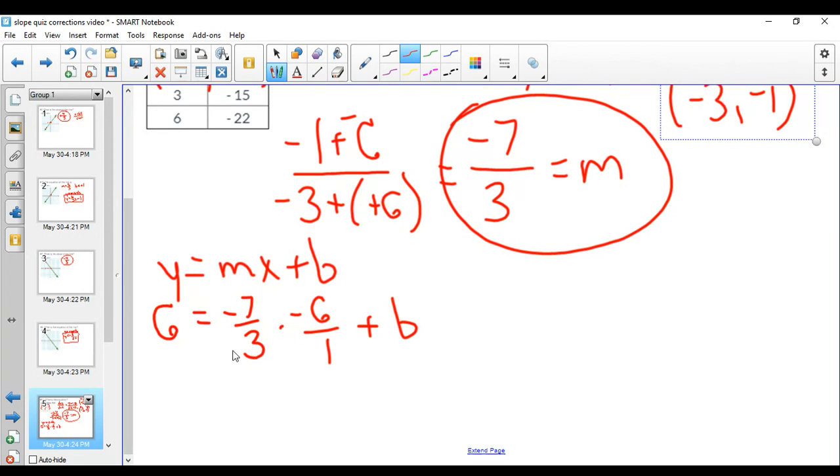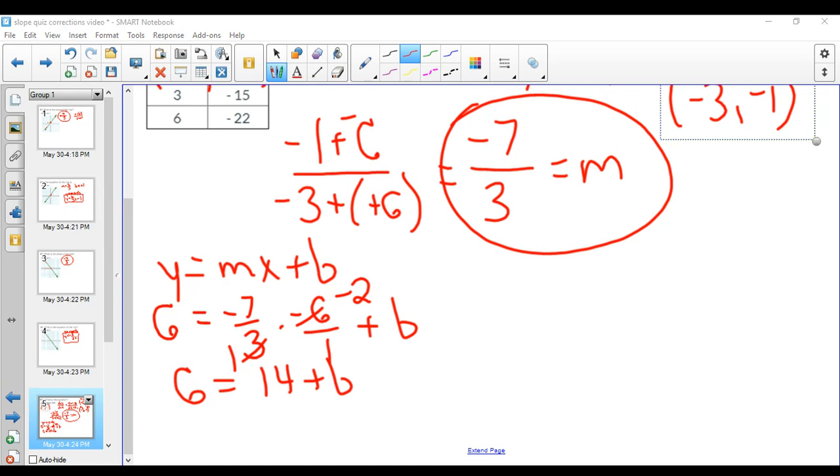So now let's go ahead and solve this right here. I see some cross reducing that I could do. I can change the 3 to a 1 and the -6 to a -2. So when I multiply here, -7 times -2 gives me +14/1 would be the denominator. 1 times 1 is 1. Well, 14/1 is the same thing as just 14. So let's just write that as 14. And I still have my plus b and then equals 6 on the other side.